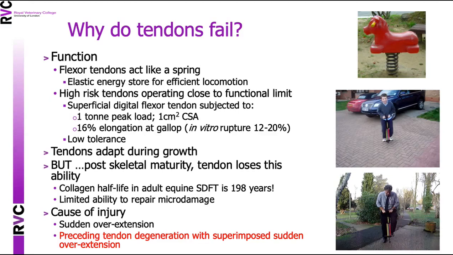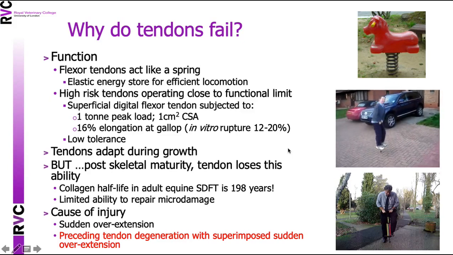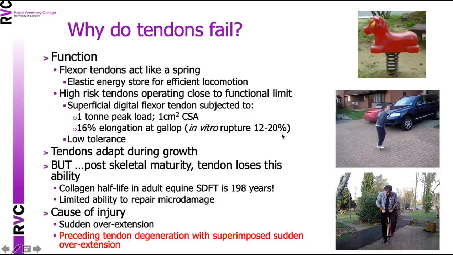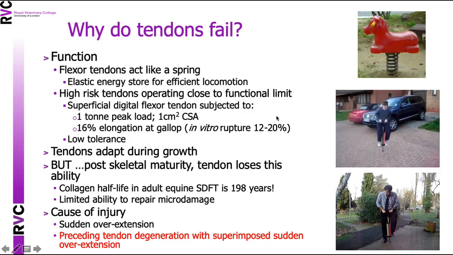So why do tendons fail in the first place? Well, in the horse in particular, and the Achilles tendon in the human is similar, the tendon acts very much like a spring, a bit like this child's toy here, allowing the horse to bounce up and down on its front legs for energy-efficient locomotion. I'm trying to illustrate the spring aspect of this tendon in these two videos. In the first video, we have my son when he was young, bouncing up and down on a child's pogo stick.